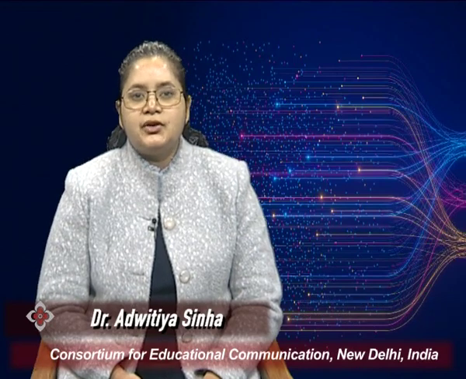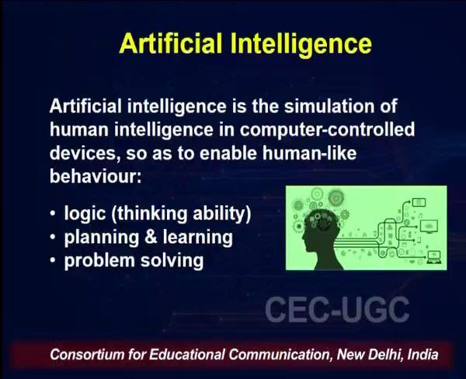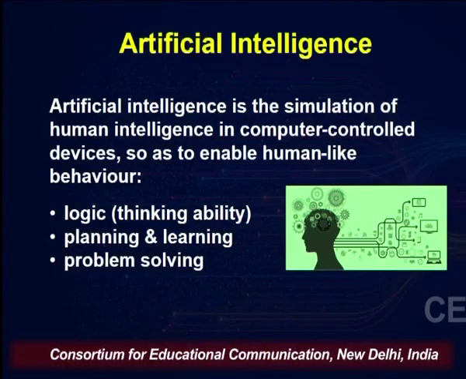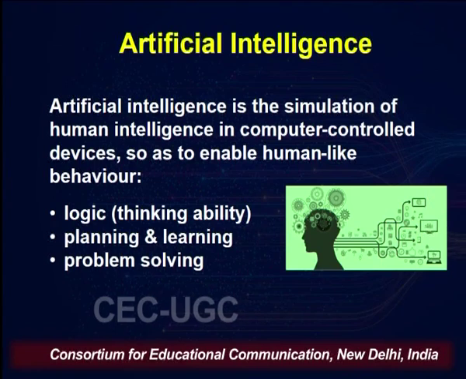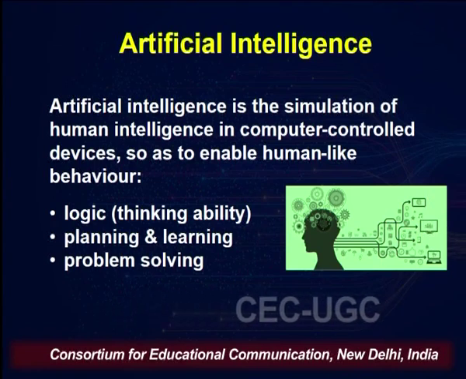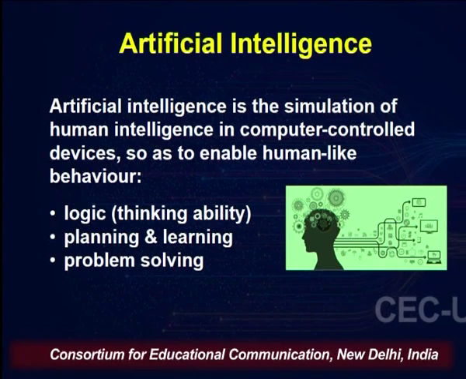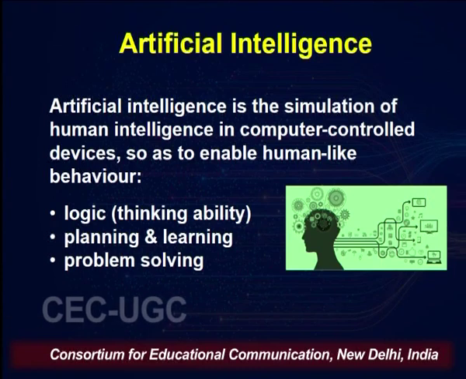So this particular lecture is more about machine learning and explainable AI. Before understanding what explainable AI is, let's understand what AI is. AI is basically the simulation of human intelligence in a computer controlled device. It means that we want to make the machine learn and behave in the way human intelligence does.